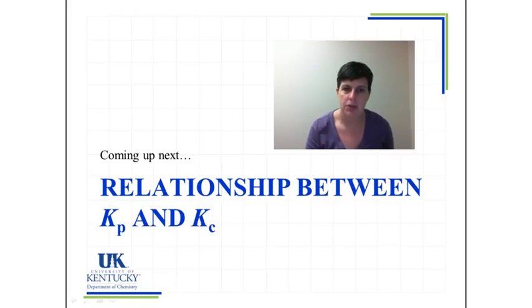In the next unit, we'll look at the relationship between Kp and Kc. Kp is the equilibrium constant with respect to pressure, and Kc is the equilibrium constant with respect to the concentrations.